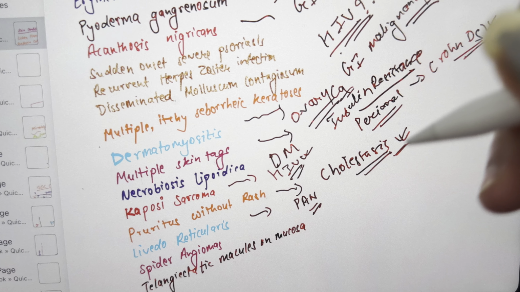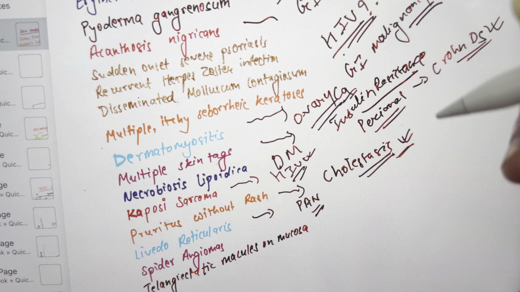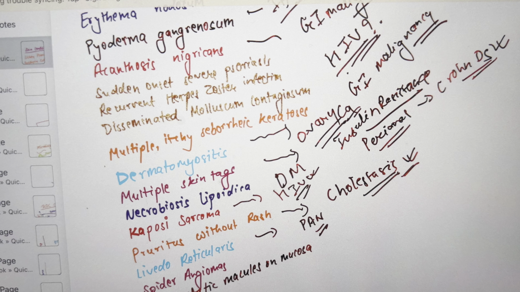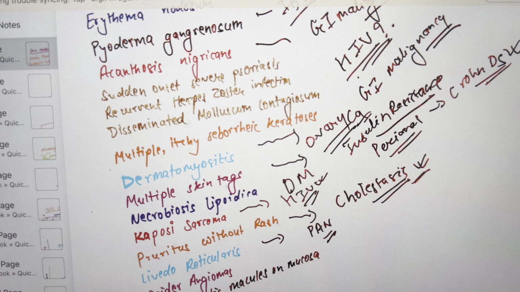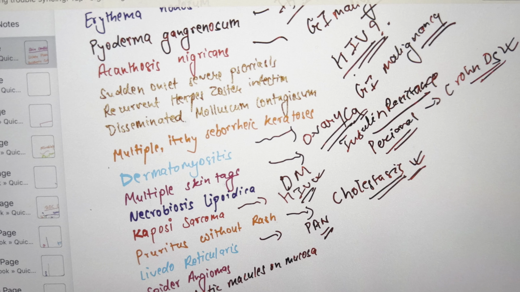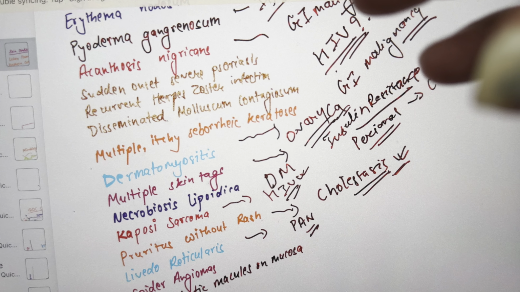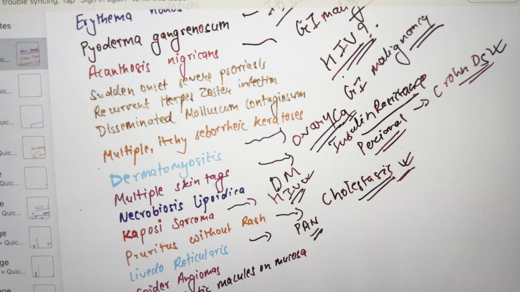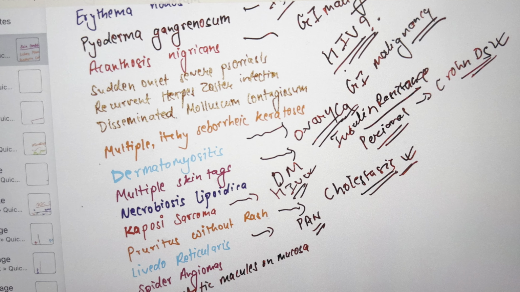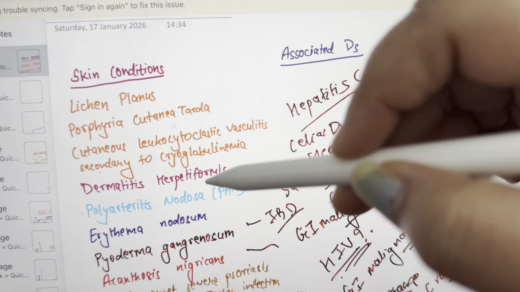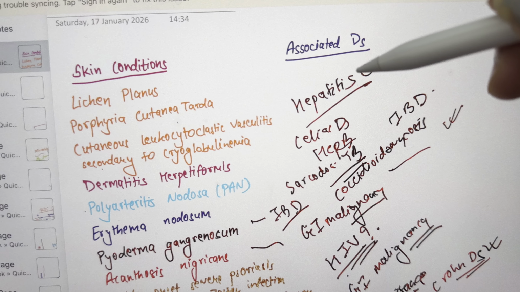So these are very high yield, and if you can identify these clues, there can be lab findings, there can be a systemic clue, and if we have the ability to link it to a skin condition, then we can immediately narrow down the differential and the diagnosis, and that will definitely help you get an easy point on your test day. So these are very high yield associations, and these are very important. Most of them are very important. So I think I'm done.